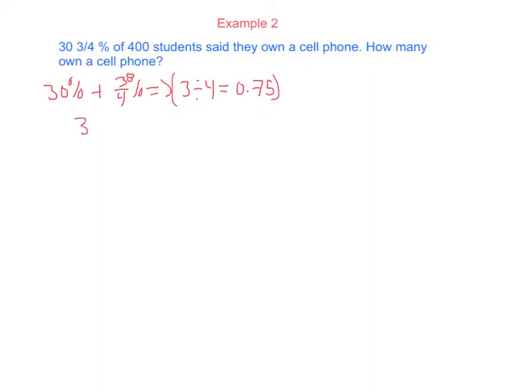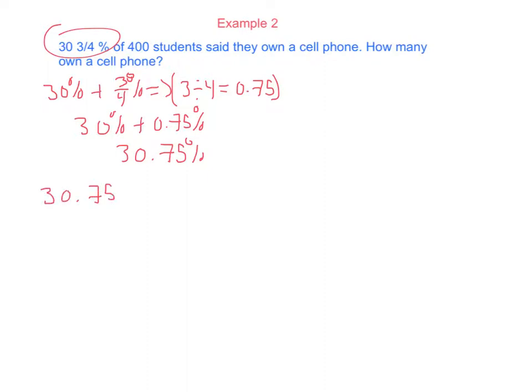So it's just like saying 3% plus 0.75%. And now what we're dealing with up here is actually just 3.75%. Now we can start. So 3.75% of 400 students said they own a cell phone. How many own? Well, step 1, like we said before, was to divide that number by 100 to turn it into a decimal.